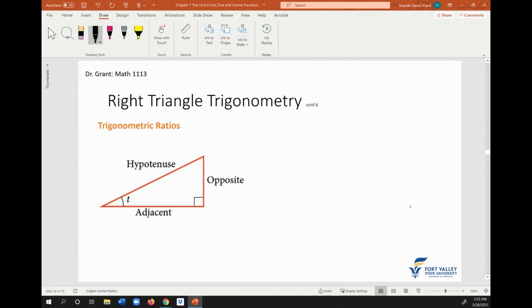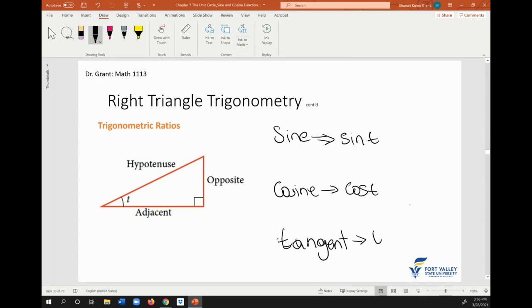Now, we can use this triangle to come up with what we call trigonometric ratios. The first three that we're going to look at are sine, which we shorten and just say sin. So we're going to look at sine of t. We're going to look at cosine, which we shorten as cos. And we're going to look at tangent, which we shorten as tan.